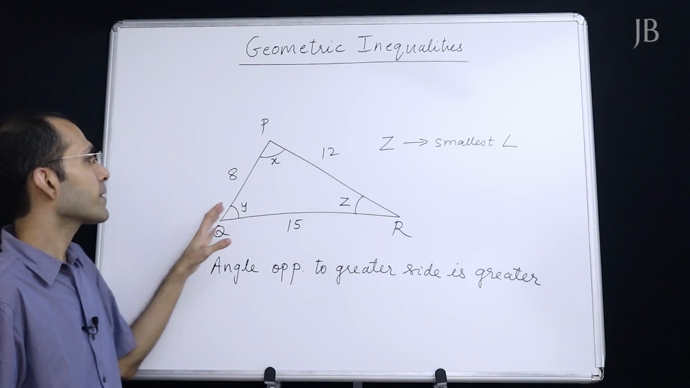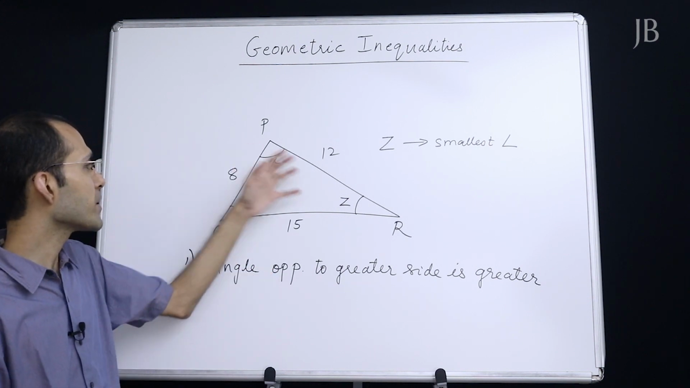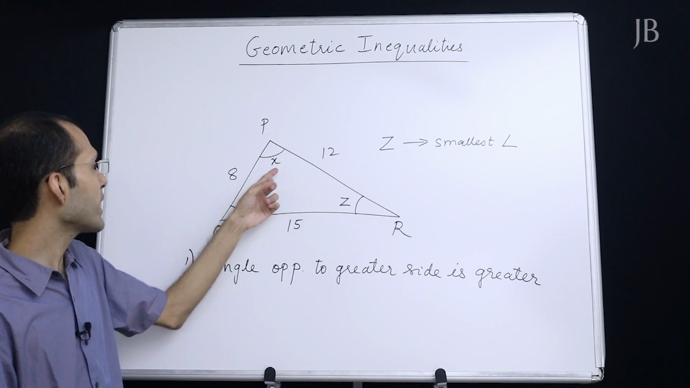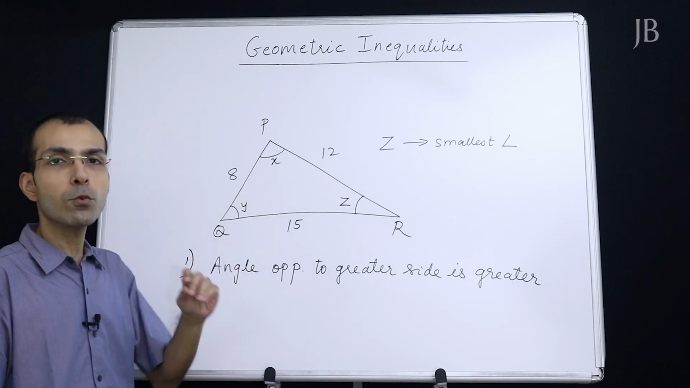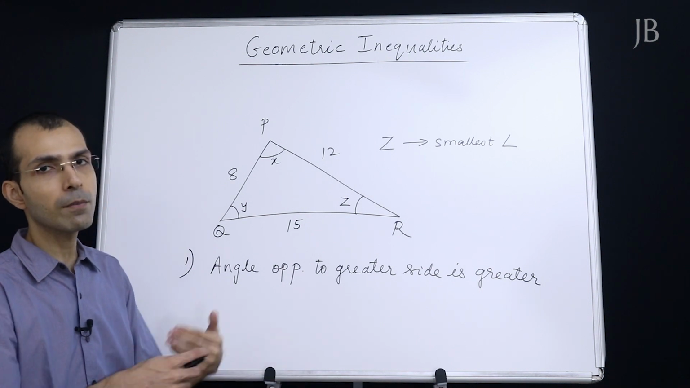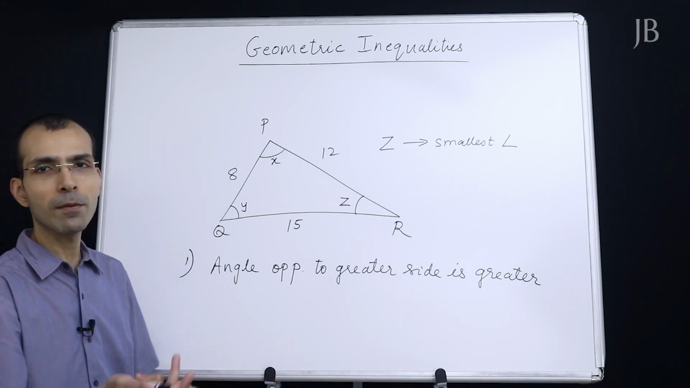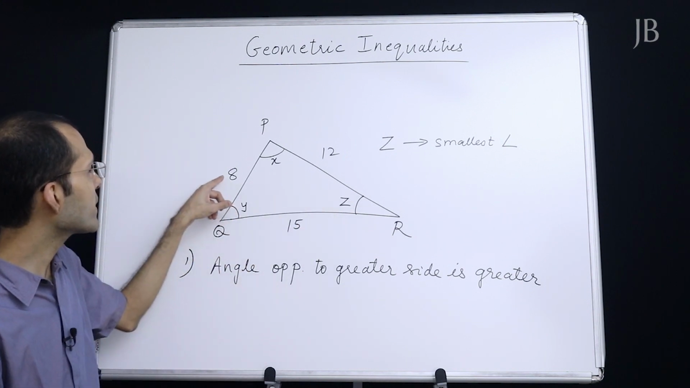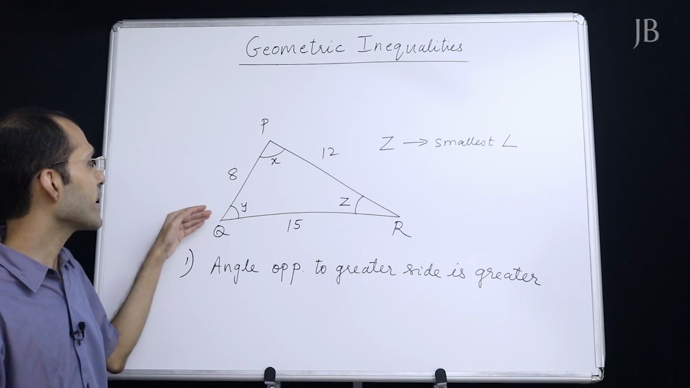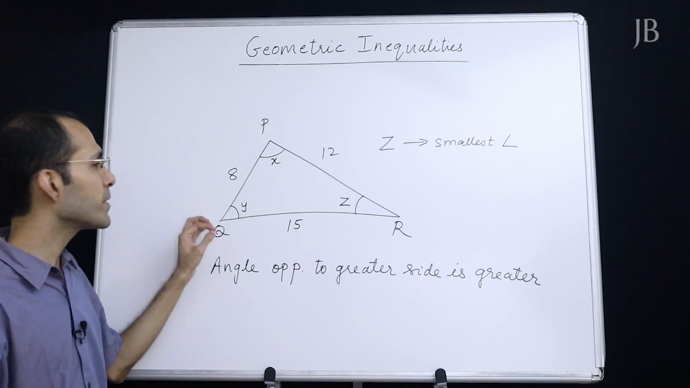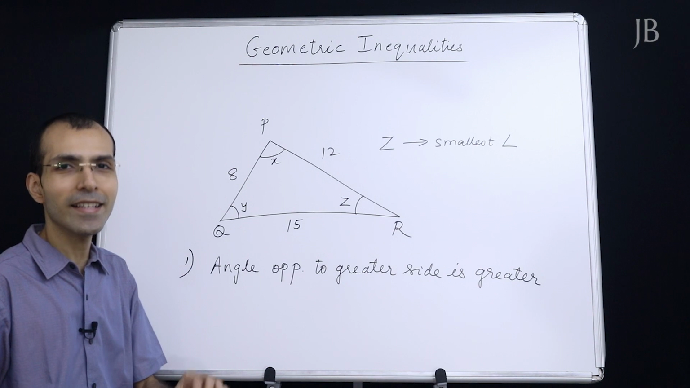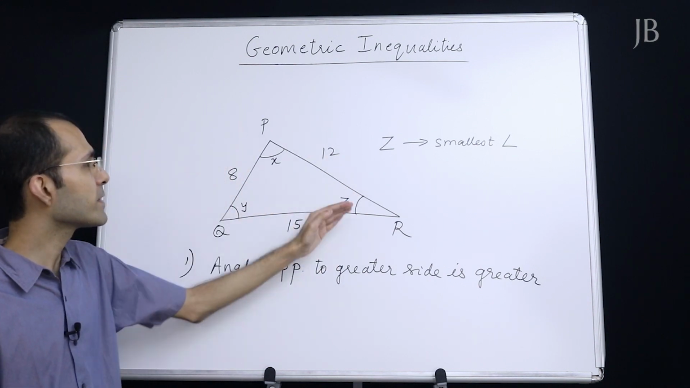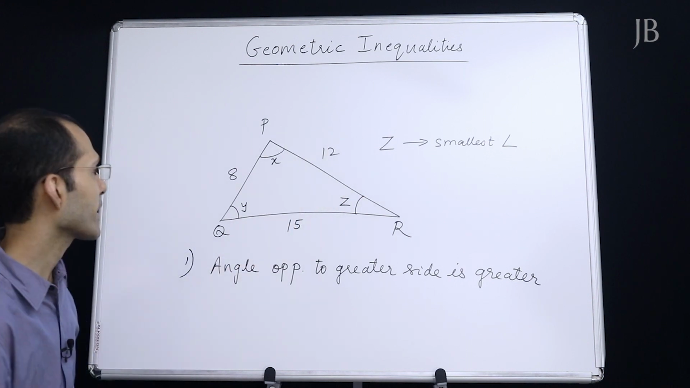Fine. Here we are not interested in knowing the measures of the angle. We are simply interested in knowing out of three angles X, Y and Z, which one will be the greatest, which one will be the smallest, and the leftover will be in between. So here Z is opposite PQ, that is 8 centimeter, and PQ happens to be the smallest side in this triangle. So Z will happen to be the smallest angle.